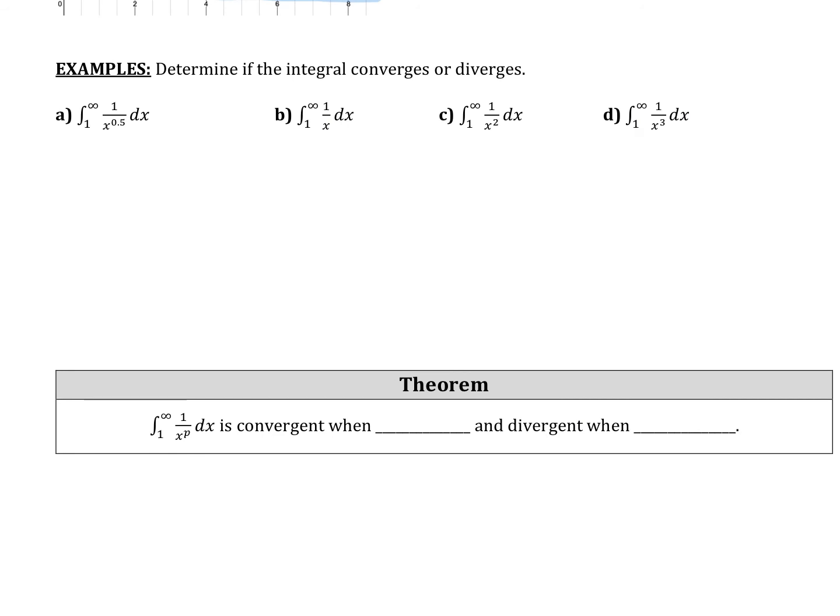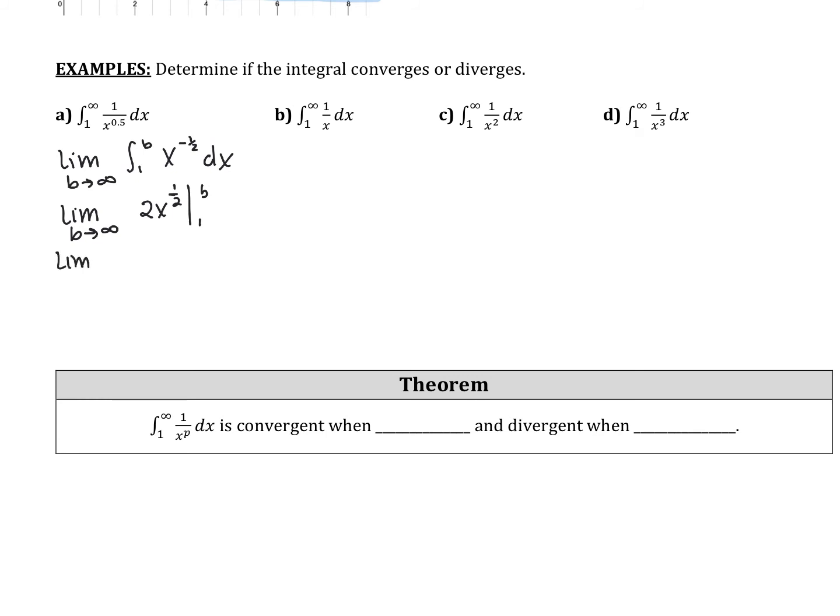All right, hopefully you had a chance to look at these. I'm going to go through the steps again for each of these. So we would take the limit here as b approaches infinity of the integral from 1 to b of x to the negative 1/2. I'm going to write it that way because it makes it easier to see when I take the antiderivative. So we have the limit as b approaches infinity of the antiderivative, which would be 2x to the positive 1/2, because I'm going up a degree, evaluated from 1 to b.